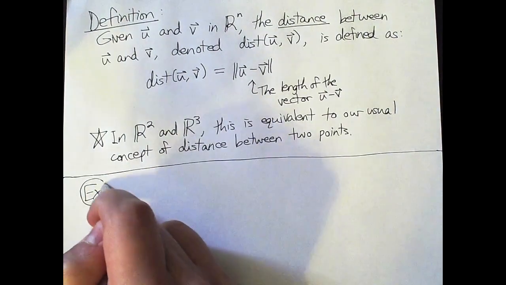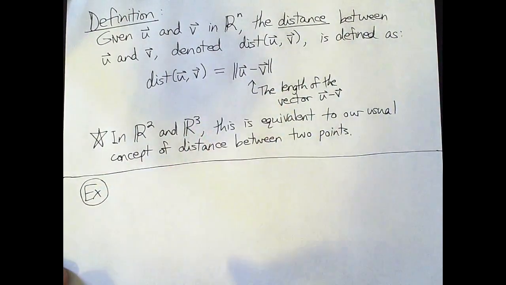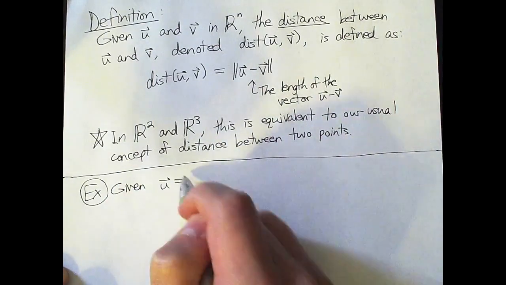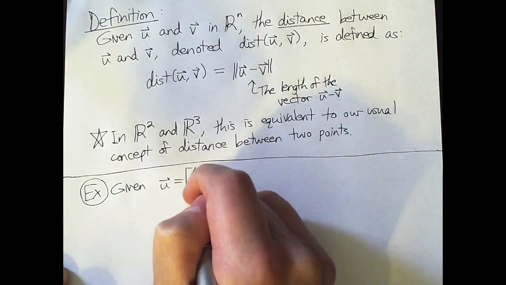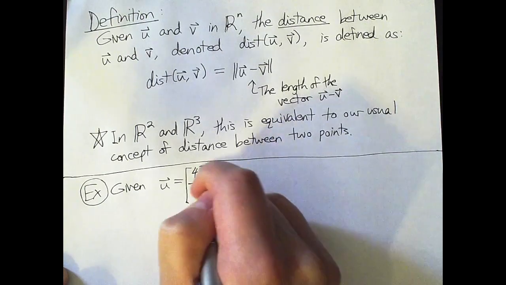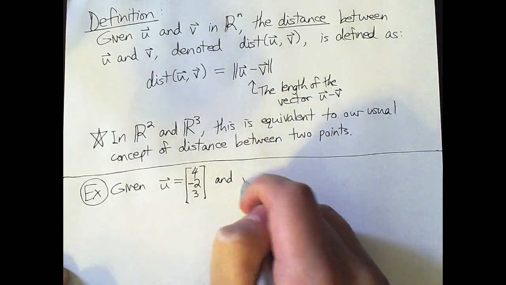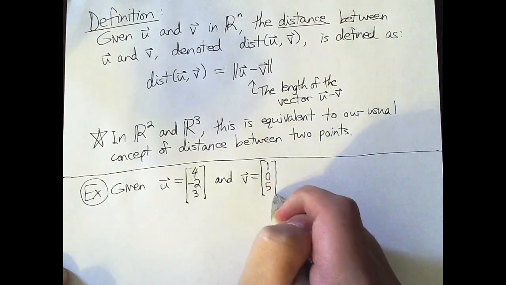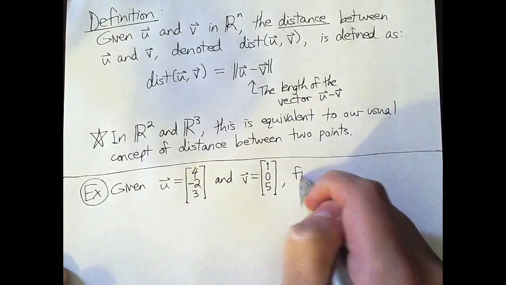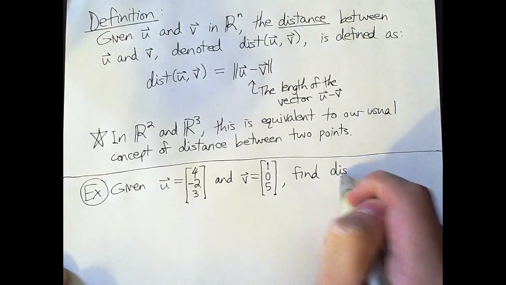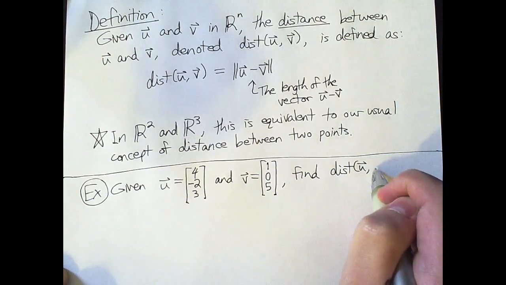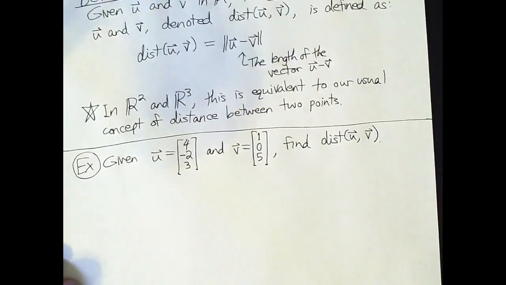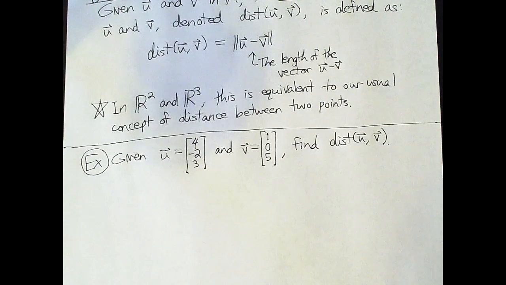Let's do an example problem. So we just had a new definition, so let's do an example with it. Given the vector u equals (4, -2, 3), and the vector v equals (1, 0, 5), let's find the distance. I'd like you to try this one. Go ahead, pause the video, and see what you can get for this.